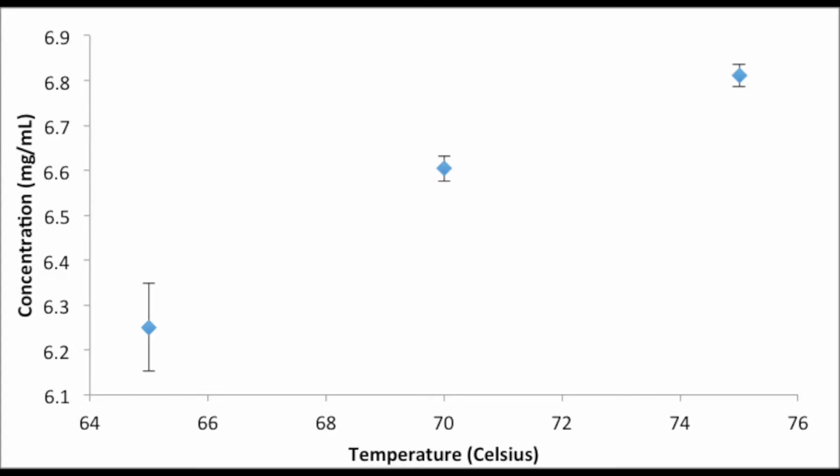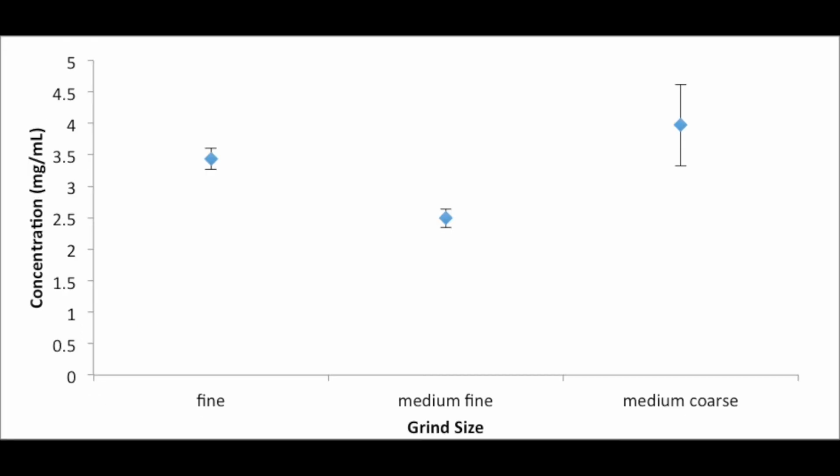From the data collected when varying temperature, we can see a general trend that is consistent with our hypothesis. Our original prediction was that as the temperature increased, the concentration of caffeine extracted from the coffee grinds would also increase, because an increase in temperature would lead to a higher diffusion rate of caffeine into the surrounding hot water, as well as higher solubility of the coffee grinds. When varying grind size, the data shows no consistent trend. The medium coarse performed the best at extracting caffeine, while the medium fine performed the worst.